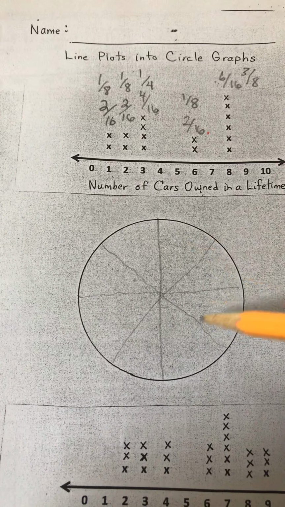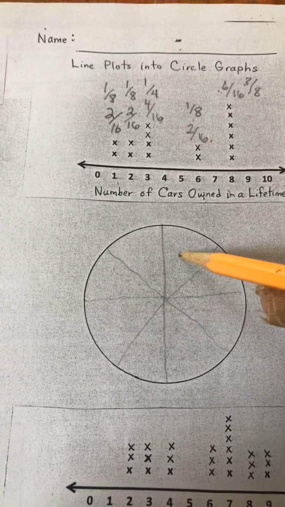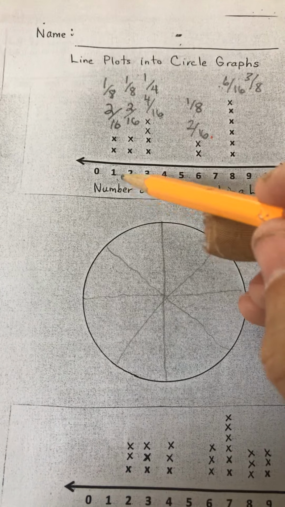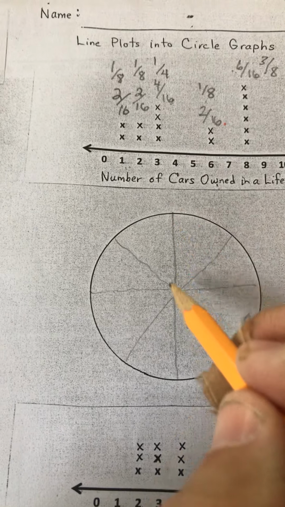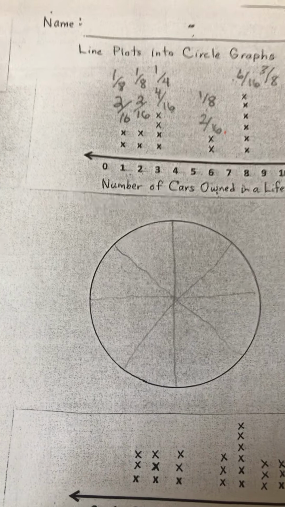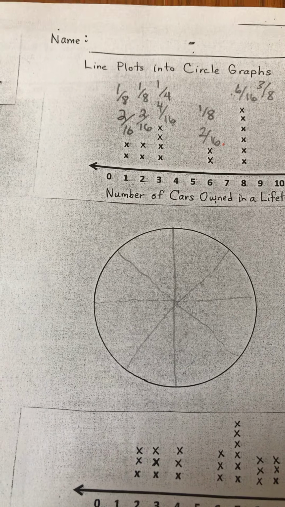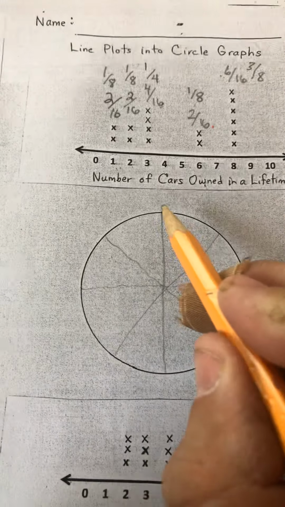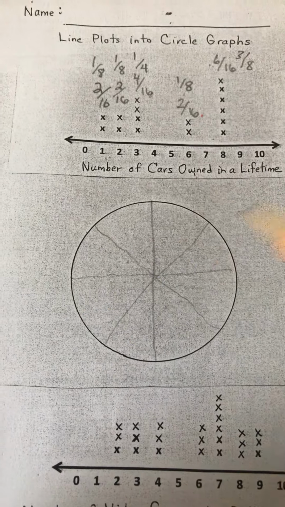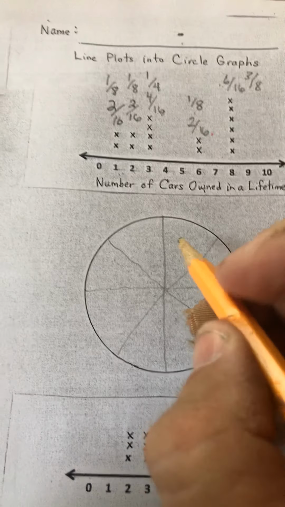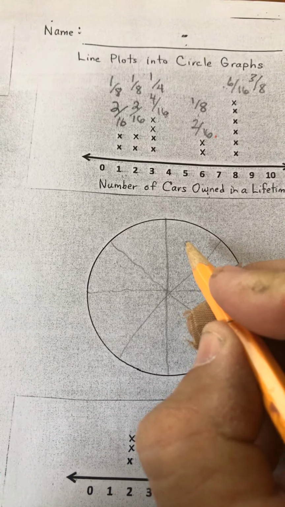So out of the 8 pieces that are here, 1 of them is going to be given to the people that had 1 car. So I can take one of these pieces, one of these wedges, and it doesn't matter which one we pick, guys. I usually work from 12 o'clock clockwise, but you can do it any way that you want. So I'm going to take this first one. This represents 1/8 of the data.